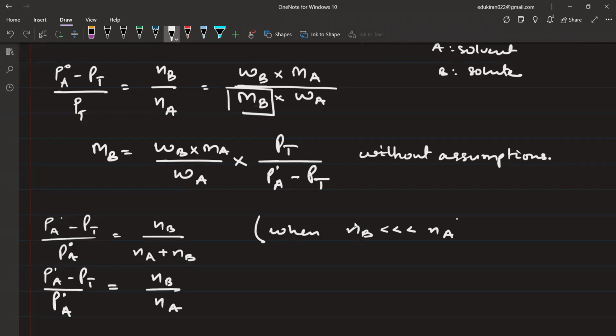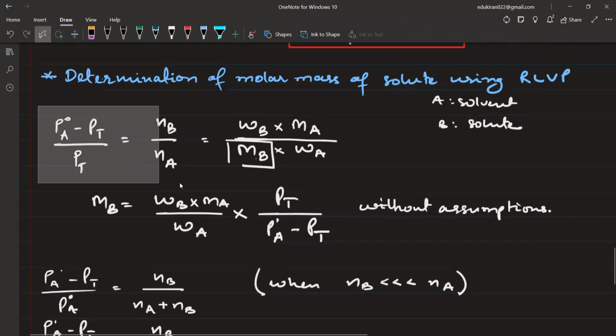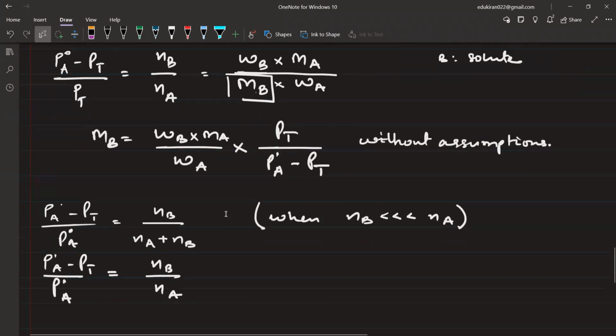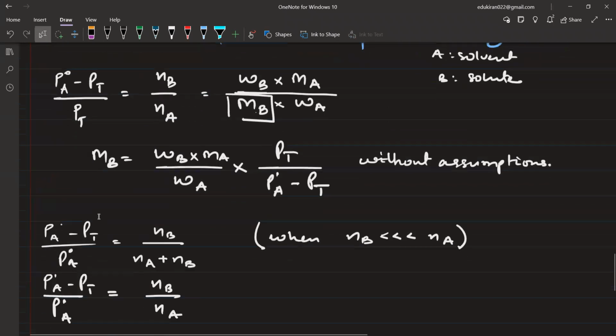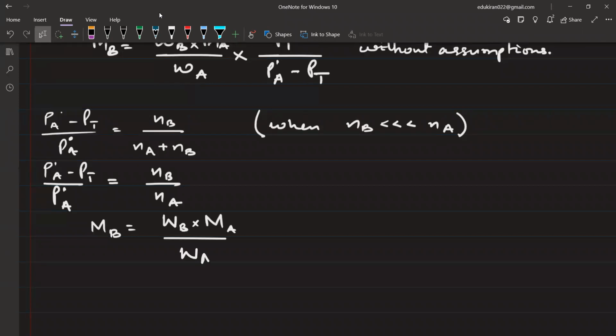So what is the assumption that we are taking? Number of moles of solute is very, very less than number of moles of solvent. Now in this case, everything is the same here. This equation gives NB upon NA after the assumption. The only difference is that in the earlier equation the denominator has total pressure, and here in the denominator we have P naught A. You can directly write from here: MB will be equal to the same equation, WB into MA divided by WA into (P naught A minus P total).